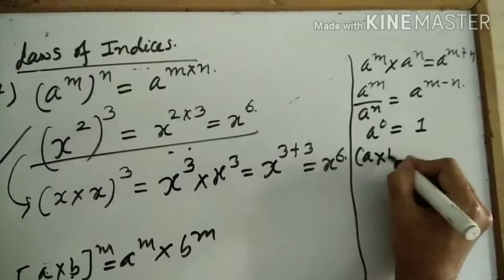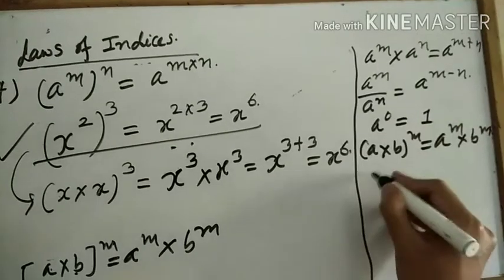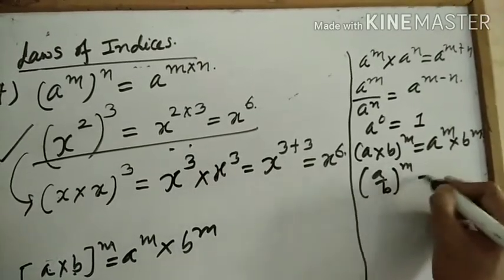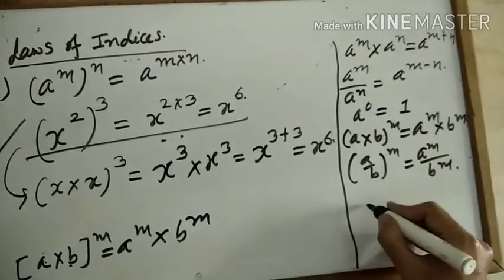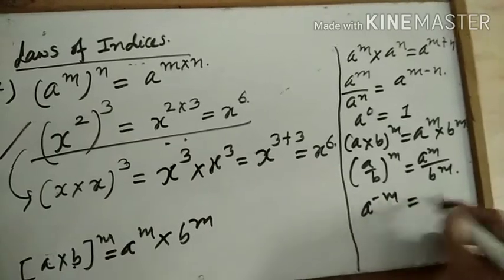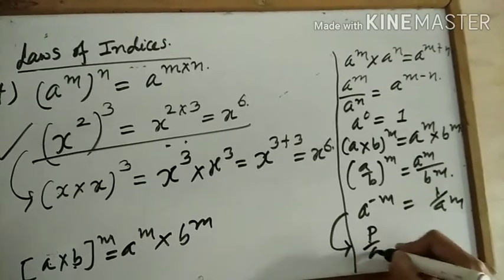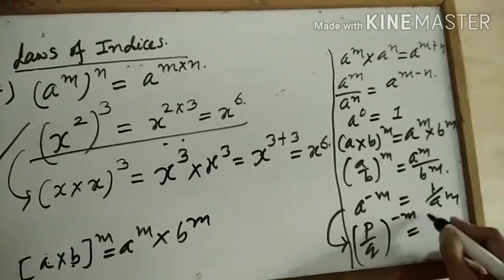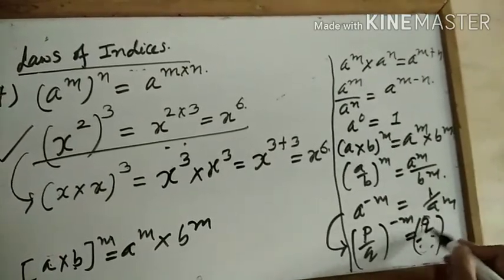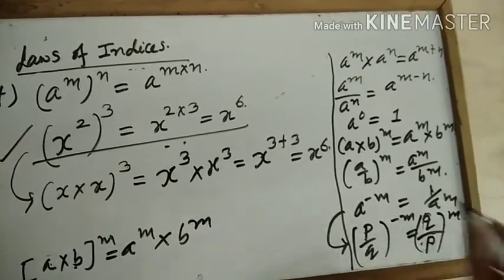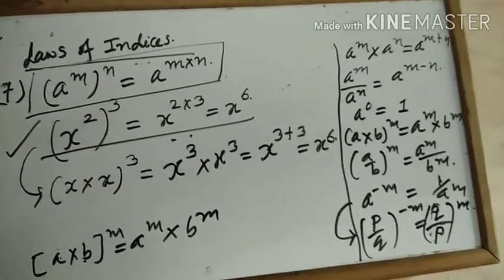Then we learnt a into b whole raised to m is equal to a raised to m into b raised to m. Then we learnt a upon b whole raised to m is equal to a raised to m upon b raised to m. We also learnt that a raised to negative m is equal to 1 upon a raised to m. And my dear friends, this extended form was p upon q whole raised to negative m is nothing else but q upon p whole raised to positive m. And seventh rule is over here, a raised to m whole raised to n is equal to a raised to m into n.